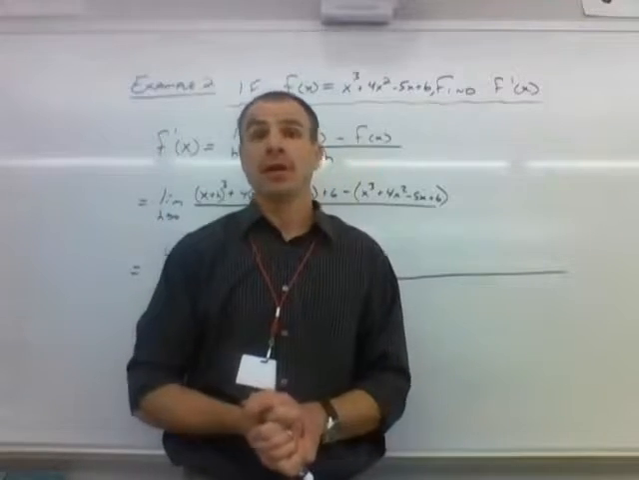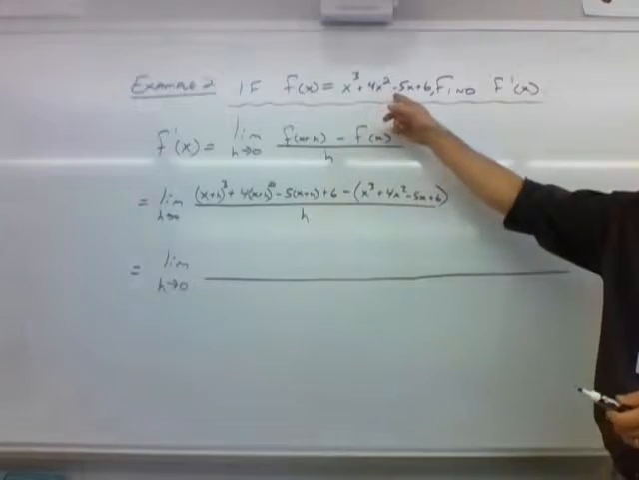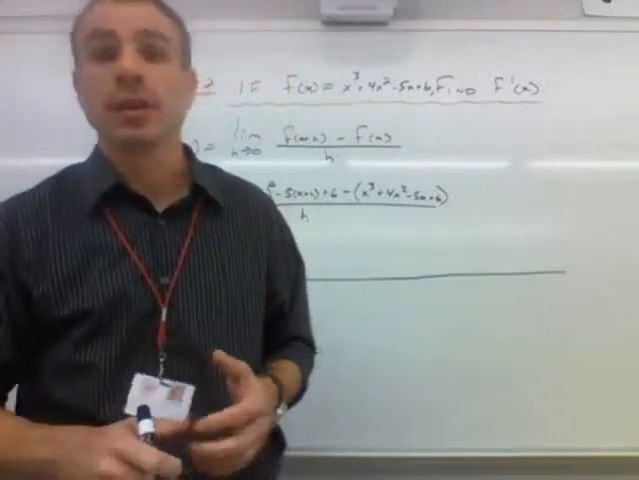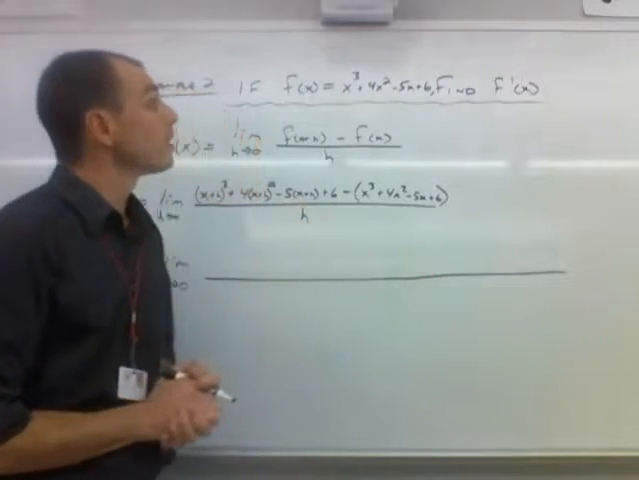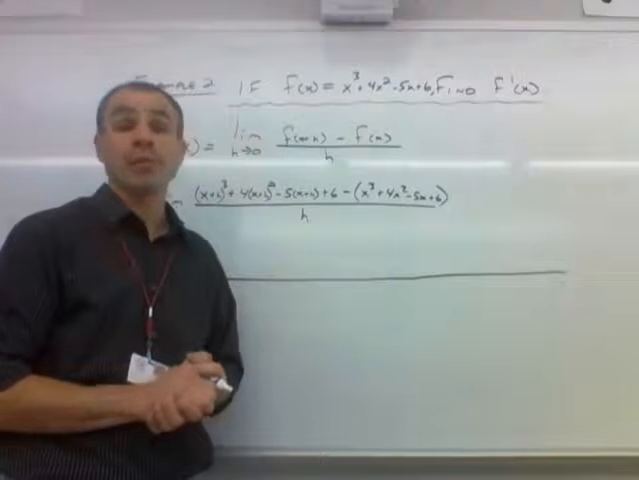Second example on the page. Now we have a bit more of a polynomial going on. F of x is x cubed plus 4x squared minus 5x plus 6. So it's a cubic function, and we're interested in the derivative. It's going to take a little more work, a lot more space.